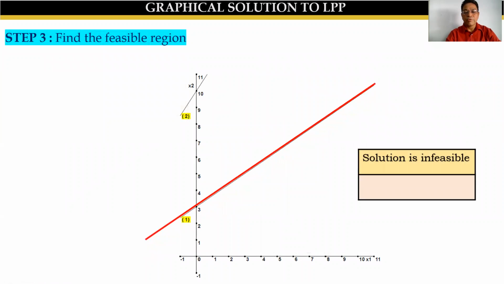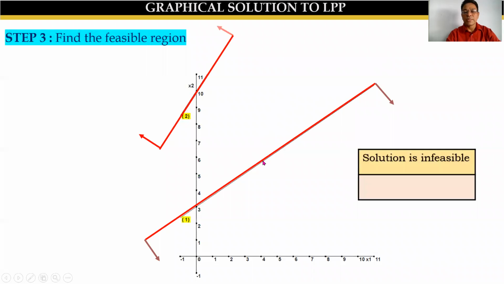So we see that constraint number 1 says that the feasible region lies below this line, and constraint number 2 says that the feasible region lies above this line. So this is the feasible region and this is the feasible region. So we are not getting any region where we can get feasibility. So we can say that the solution is infeasible.